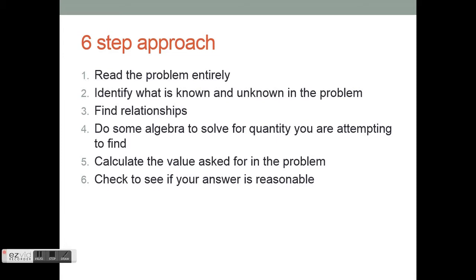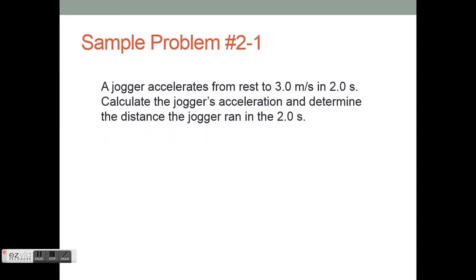The fifth step is finally to calculate your answer. This is where you plug in the numbers. And the last step is to check to see if your answer is reasonable. If you get that a person is running at 1,000 meters per second, that's not a reasonable answer. Most of the problems we deal with have answers that are reasonable.